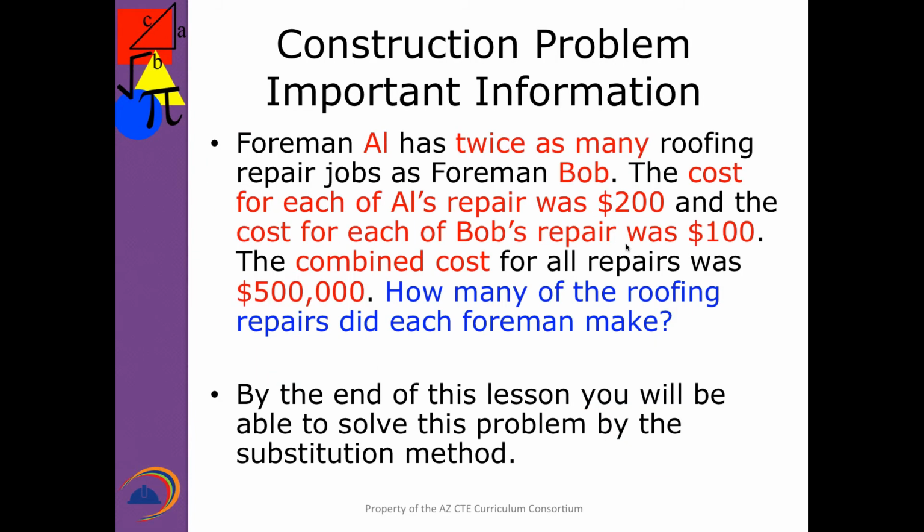Welcome back. Here's what I thought was important. Al has twice as many as Bob. Cost of each of Al's was $200. Cost for Bob's was $100. The combined cost was $500,000.